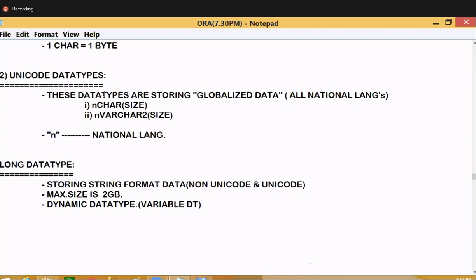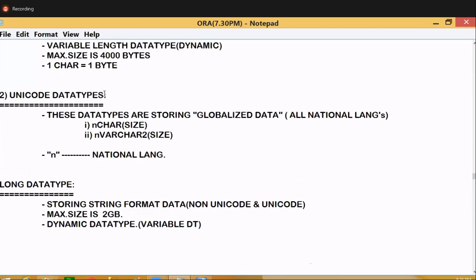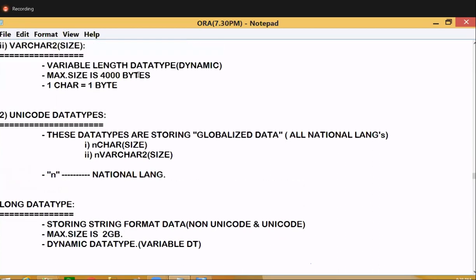Okay, how much is the maximum for character data types? The maximum is 4,000 bytes only. Nchar, Nvarchar, whatever it is, 4,000 is the maximum. But more than 4,000 means the long data type. For the long data type, a maximum of 2 GB memory is allocated. So the long data type also stores non-Unicode and Unicode characters, but the maximum size is 2 GB. This is what we call the long data type.